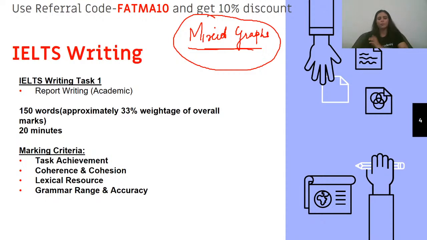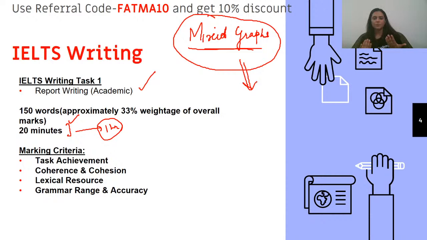Now I'm sure you know that report writing comes in your Academic Task 1. You're asked to write 150 words, and you can allot approximately 20 minutes for this out of the total 1 hour of writing time that you get, right? Mixed graph is a combination of 2 or more graphs. There are different types of graph: pie charts, line graphs, bar graphs, process diagrams, maps, and tables as well, sorry I forgot.